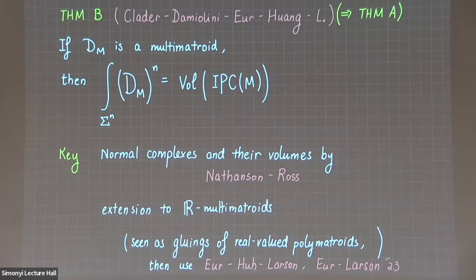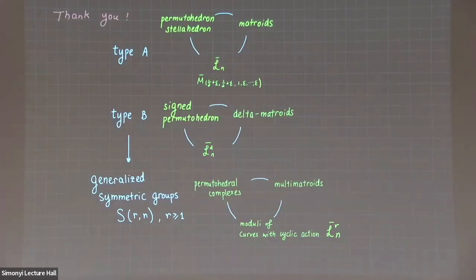In particular, we can see these R-multimatroids as some sort of gluing of real-valued polymatroids and reduce the computation of this top degree power to the case of polymatroids. This is computed already in the works of Chris, Jun, and Matt, and more. So I think I will end here, and the takeaway is we generalize these two triangles.